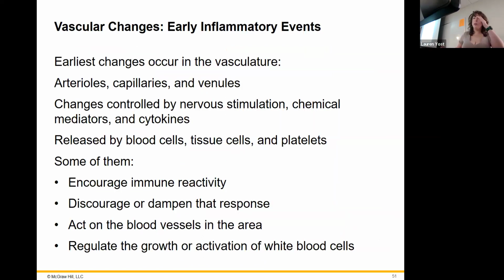All right. So earliest changes will be in the vasculature. Then we'll have other changes controlled by the cytokines, typically, and other chemicals that are released by blood cells, tissues, and platelets. Any tissue in the area is capable of producing some sort of chemical or signal that can affect the inflammatory response to some degree. And based on its exposure to whatever's going on, it can produce certain signals to either help it or dampen it. So, yeah.